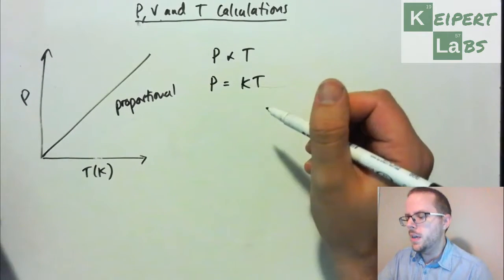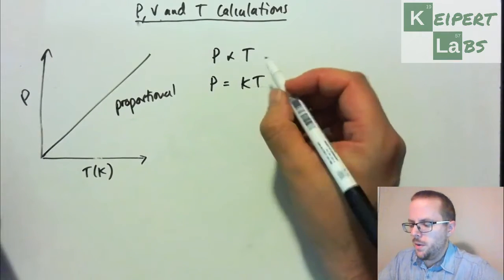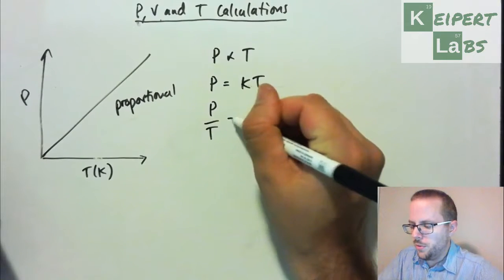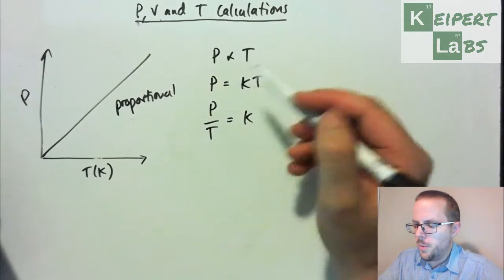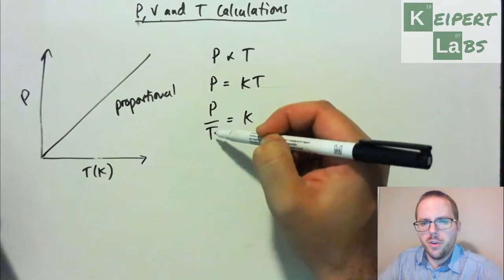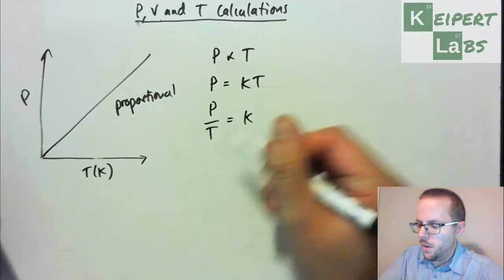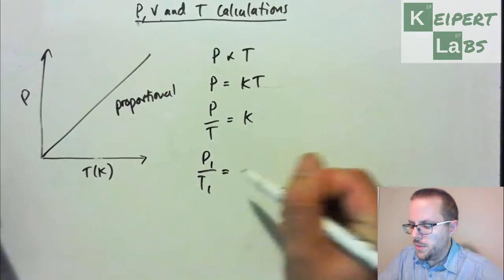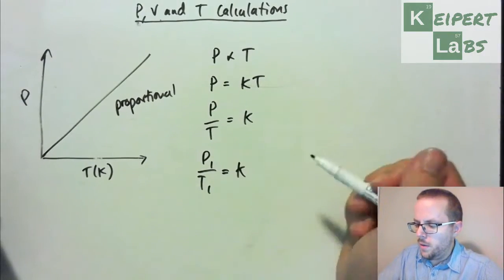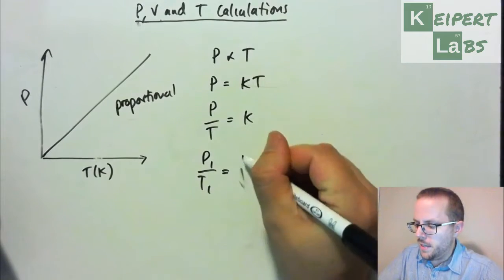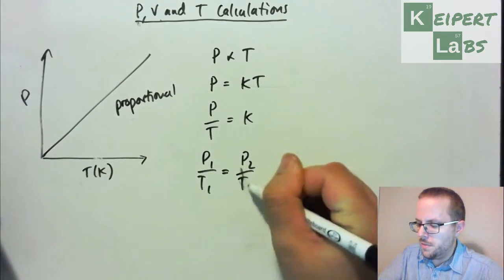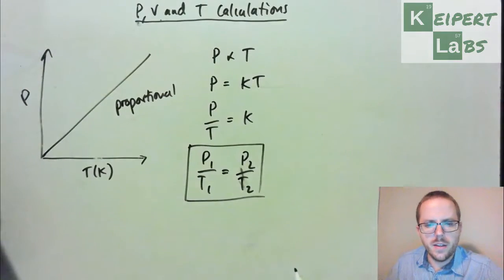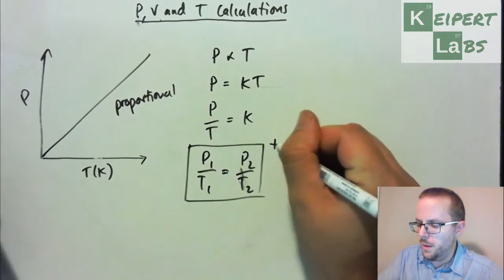Always go with Kelvin. And so, same as before, we can say pressure over temperature is equal to this constant. So any time that we take the pressure and divide it by its temperature in Kelvin, we will get a constant value. So if we have it at one set of conditions, that will equal K, which will be the same at a second set of conditions. And so what we see is this relationship here. This is our third one.